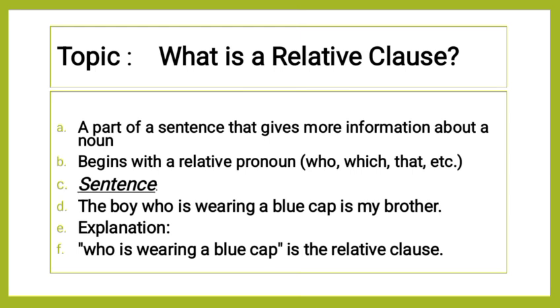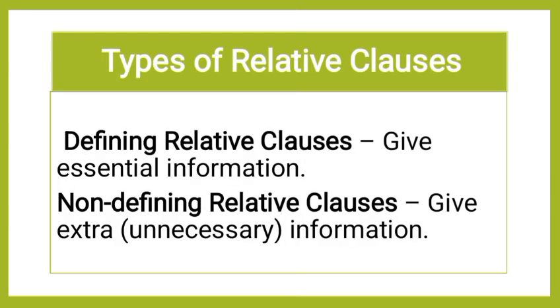In this sentence, who is wearing a blue cap is the relative clause because it tells us more about the noun boy. Types of relative clauses. There are two main types of relative clauses: defining relative clauses and non-defining relative clauses.